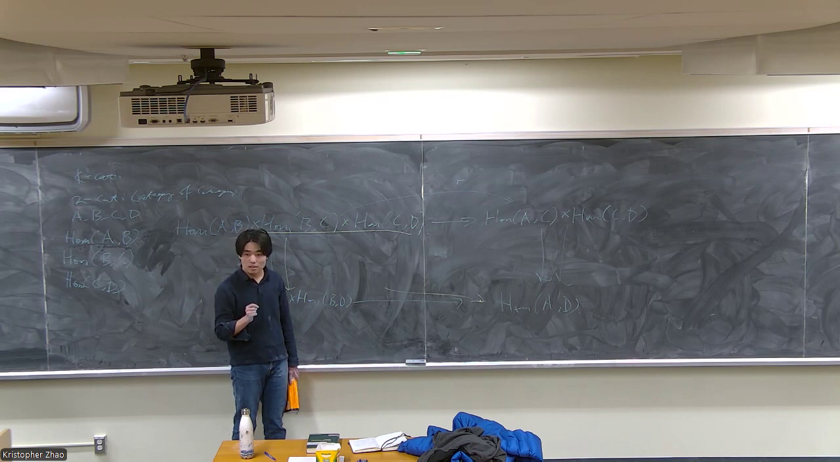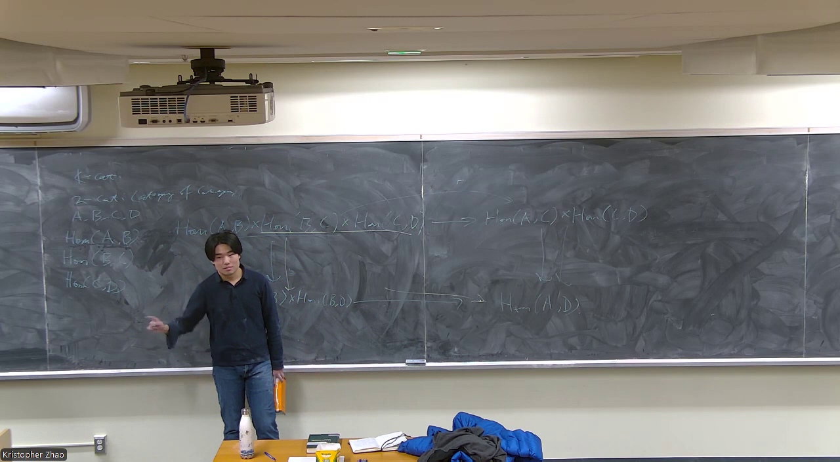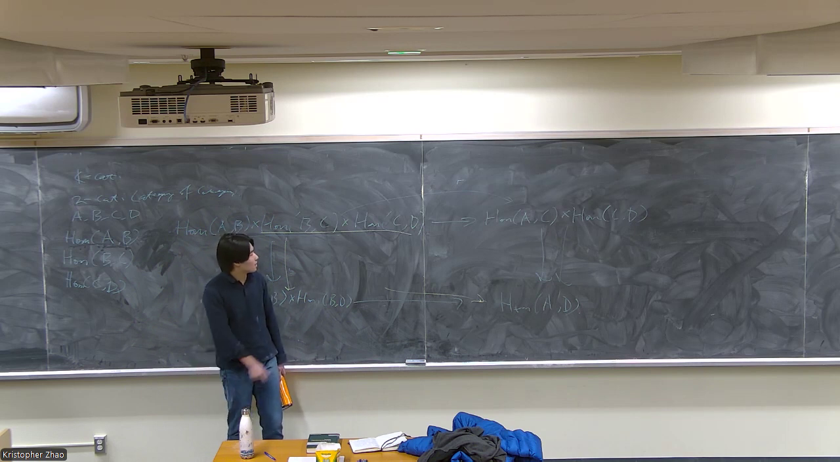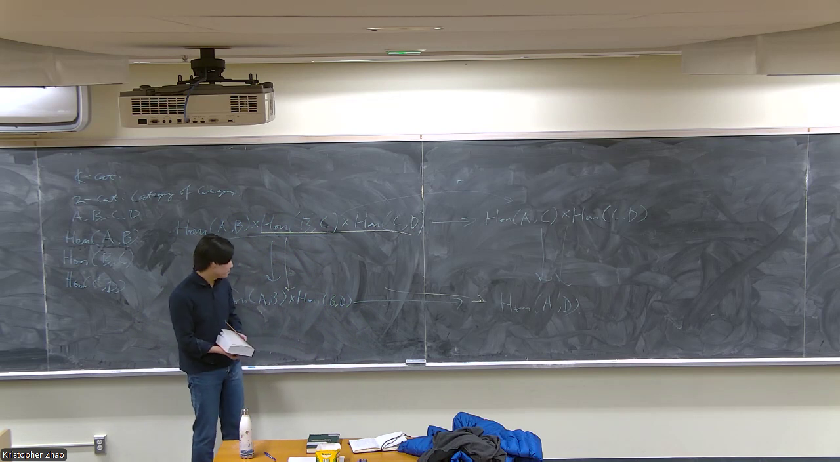Wait, did you say Hom AB is a one category? Yeah, just a category. So what are the morphisms? It's a category of morphisms. Okay. Yeah, so the morphisms would be natural transformations. Yeah, and then these are like functors.